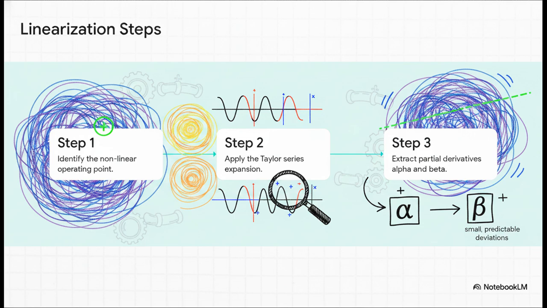Identify the nonlinear operating point. Step 2, apply the Taylor series expansion. And step 3, extract those messy partial derivatives and simply rename them as constant coefficients, alpha and beta. Just like that, we have successfully transformed a chaotic 3D curved surface into manageable, localized linearity. We are now dealing only with small, highly predictable deviation.